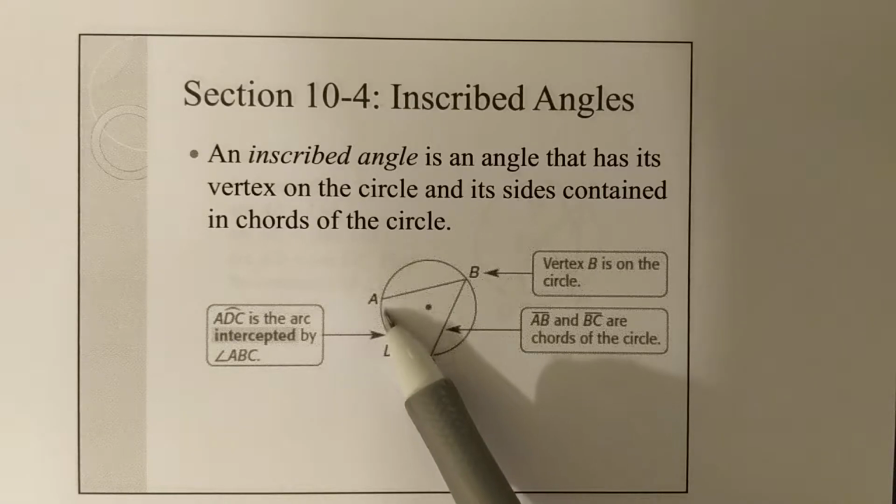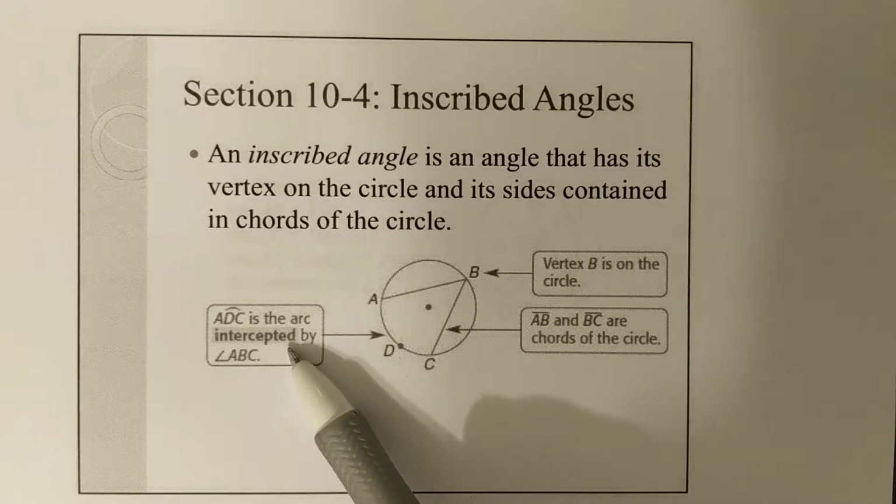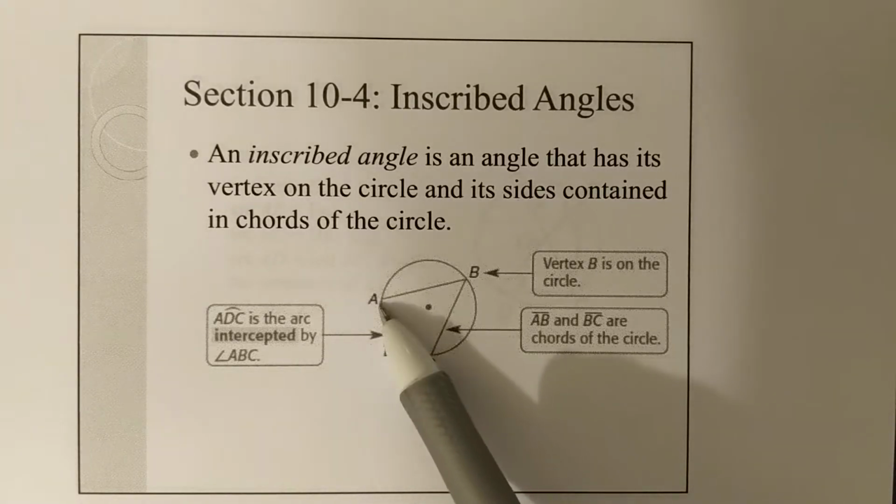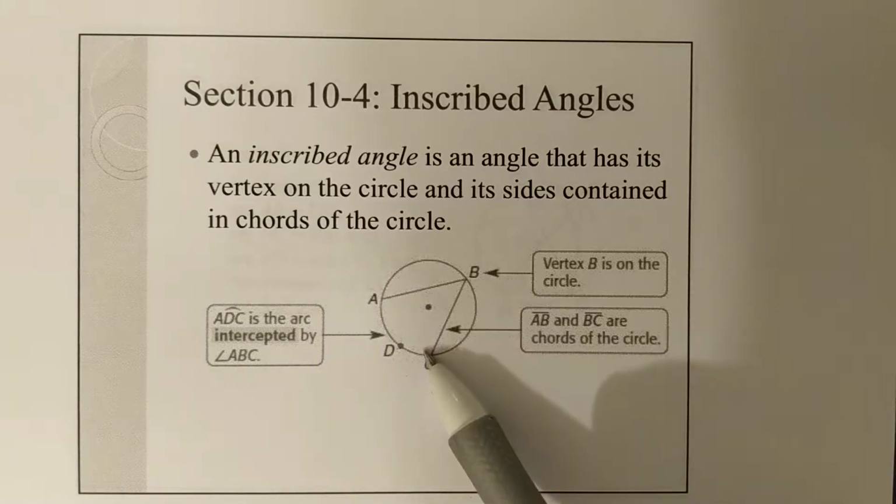And this arc here, ADC, is referred to as intercepted. So that means that it meets the angle. So the intercepted arc is held within the angle that's formed.